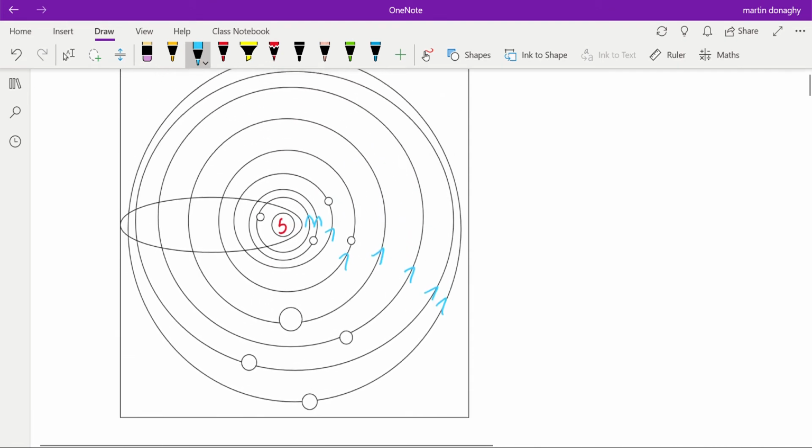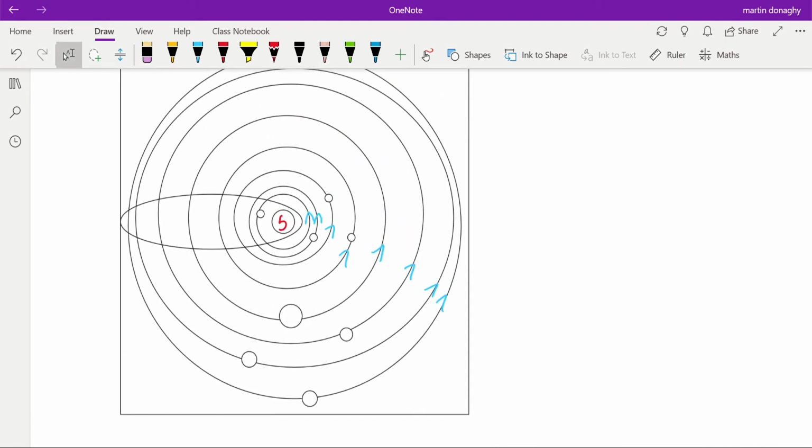Mark on the asteroid belt. The asteroid belt is just a region where there's lots of asteroids. That tends to be in between Mars and Jupiter's orbit, like that.